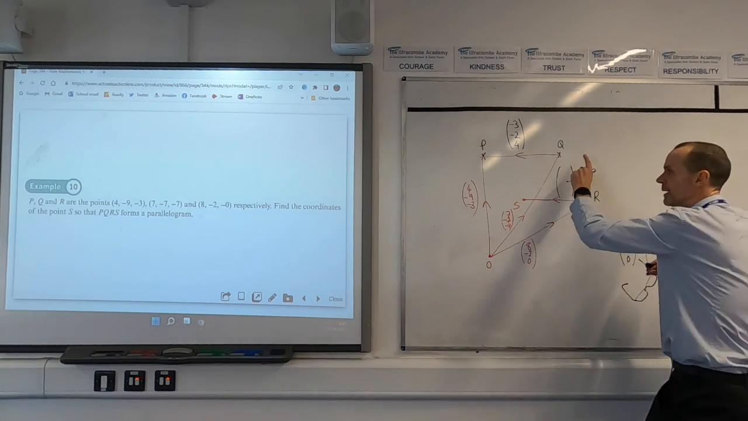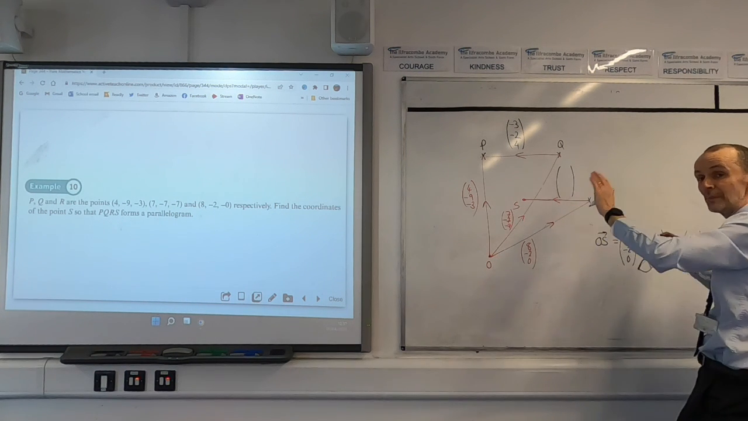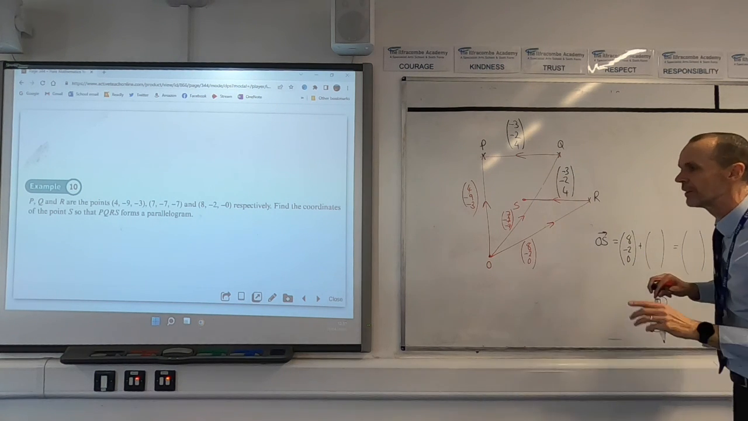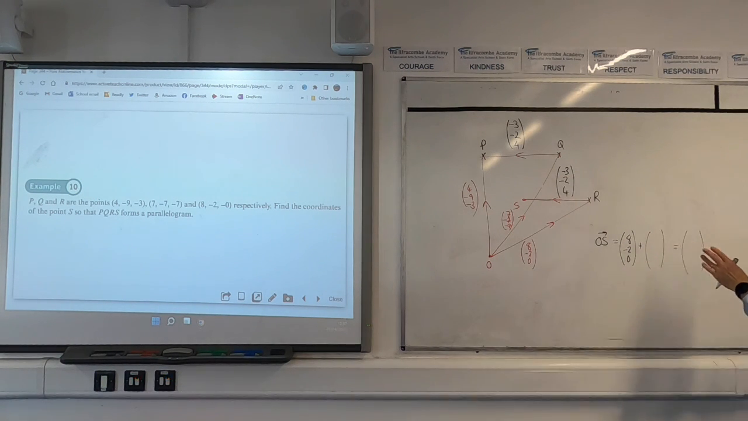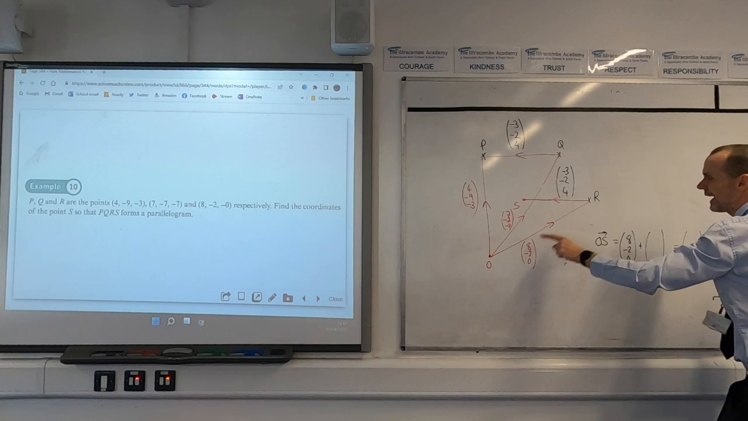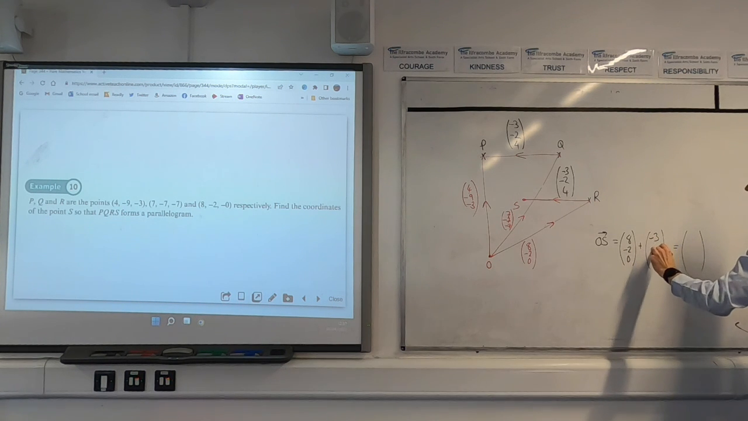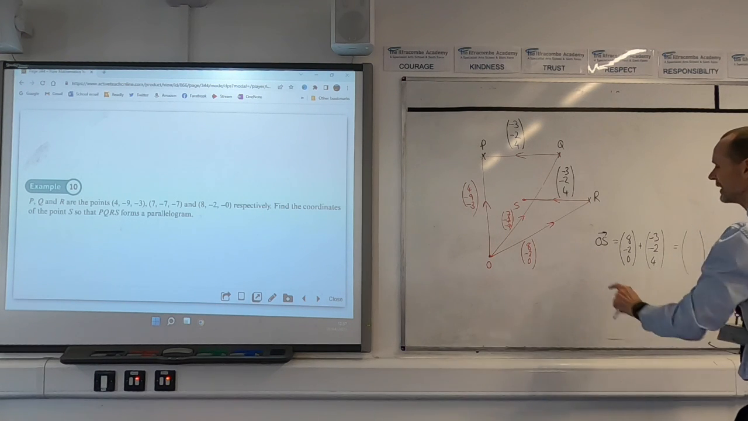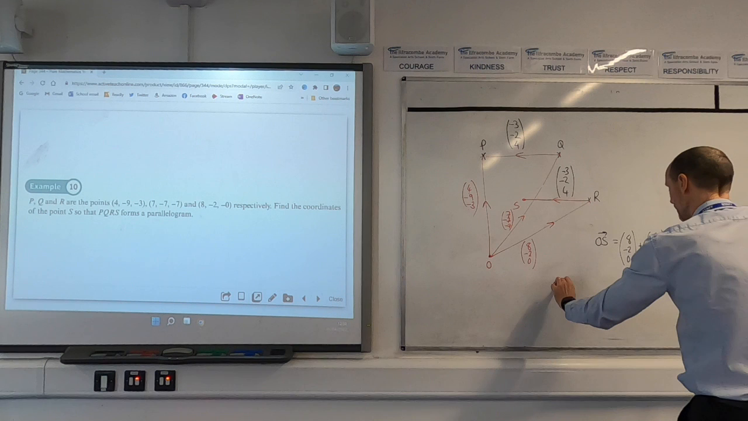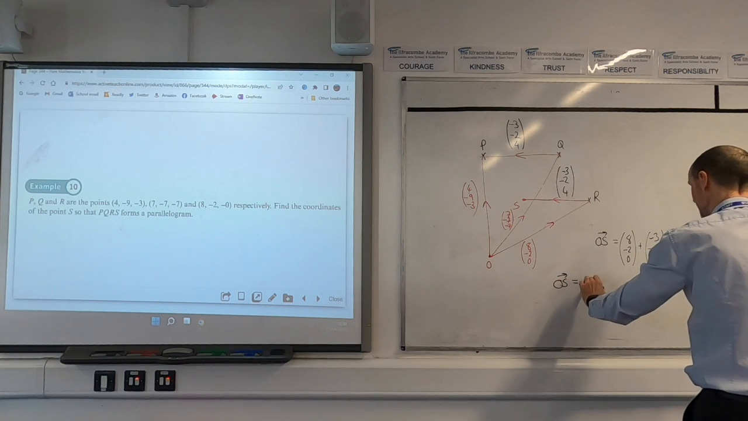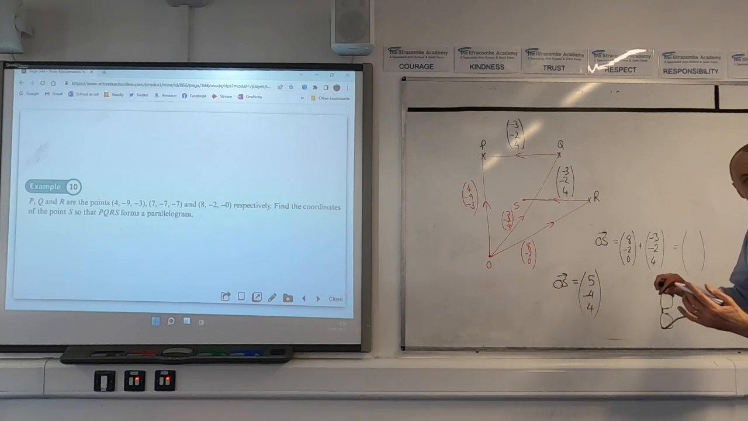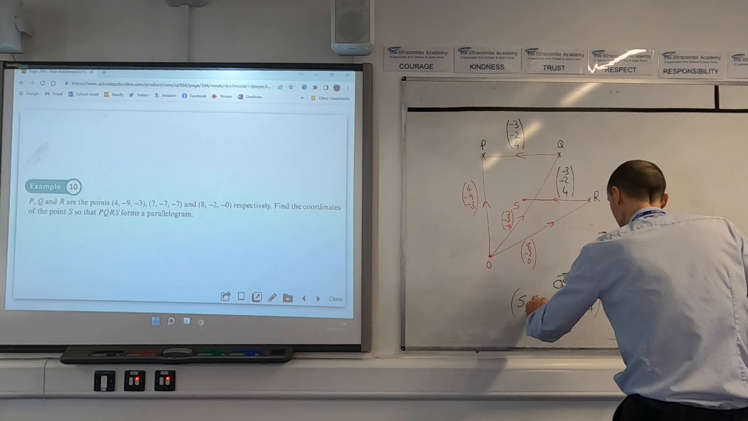So if this is a parallelogram, that side will be the same as that side. They'll be parallel and the same length. So that'll be -3, -2, 4. So to get to S, we're asked to find the coordinates of S. I'm doing it as a position vector. All I need to do at the end is turn it into coordinates. I say, right, it's that plus that. Don't have to write it out, but I just thought I would. I now realise I'm off the video, so sorry. So it's that plus that, which will give me 5, -4, 4. So that means the coordinates are (5, -4, 4).